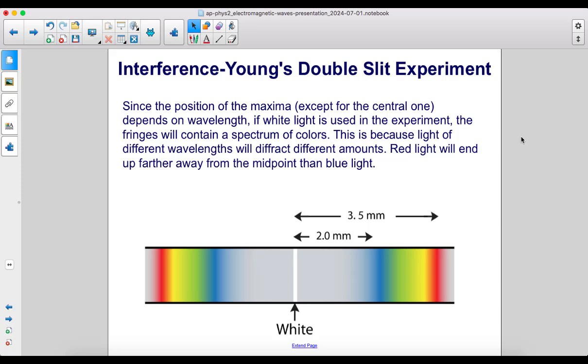Since the position of the maxima, except for the central one, depends on wavelength, if white light is used in the experiment, the fringes will contain a spectrum of colors. This is because light of different wavelengths will diffract different amounts. Red light will end up farther away from the midpoint than blue light.